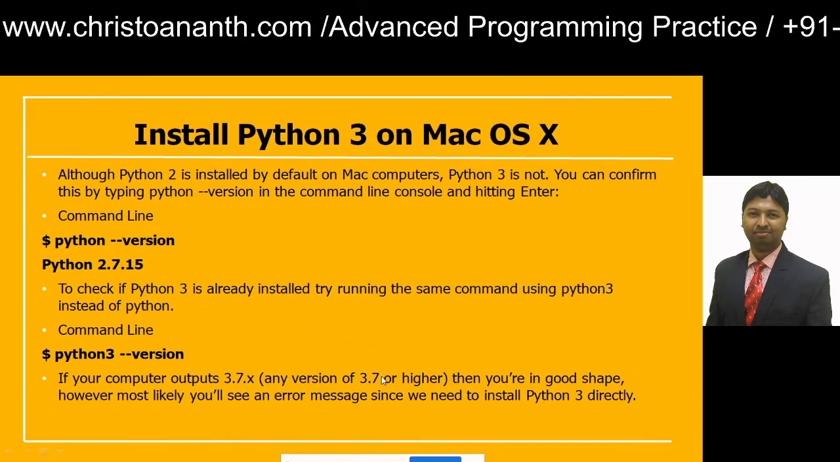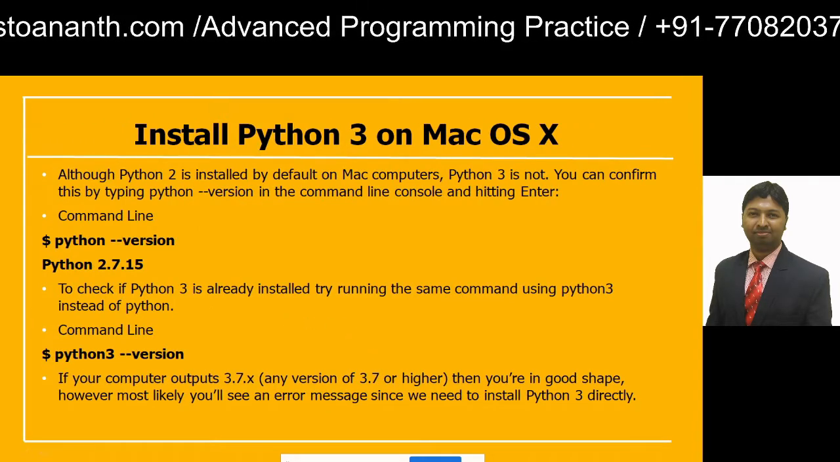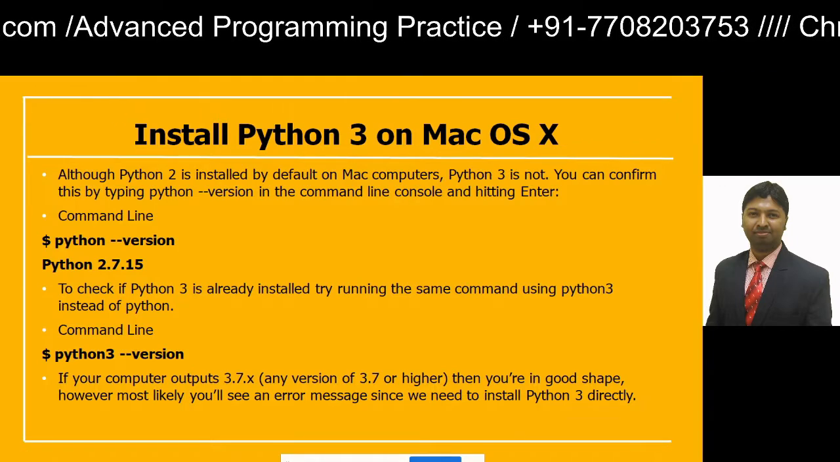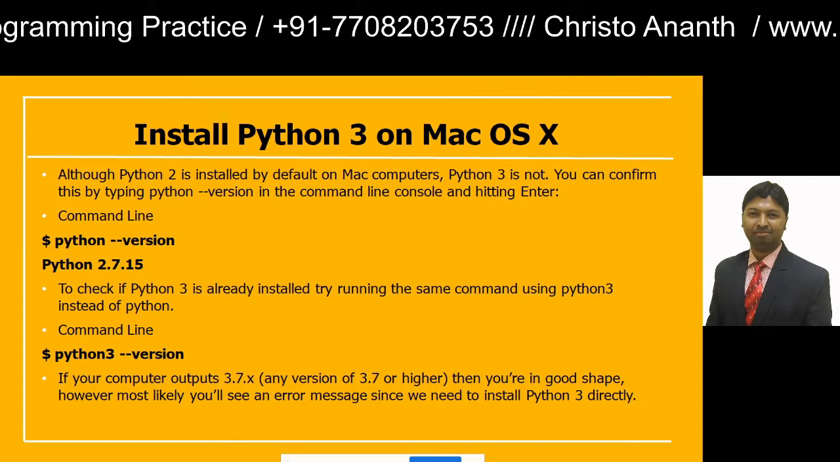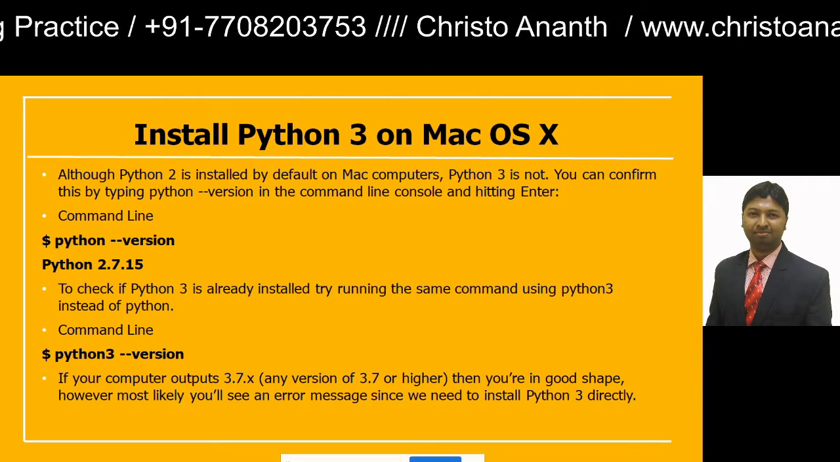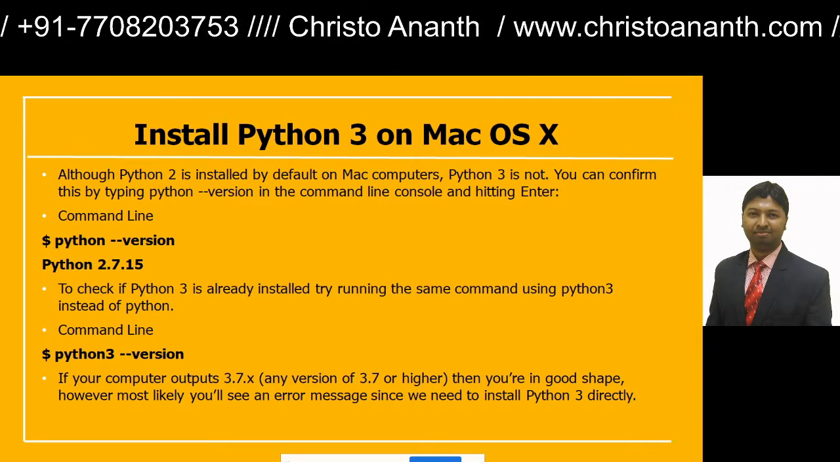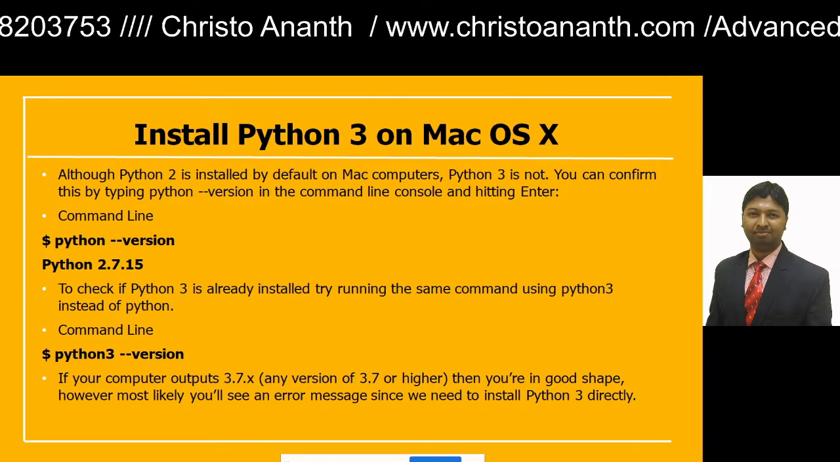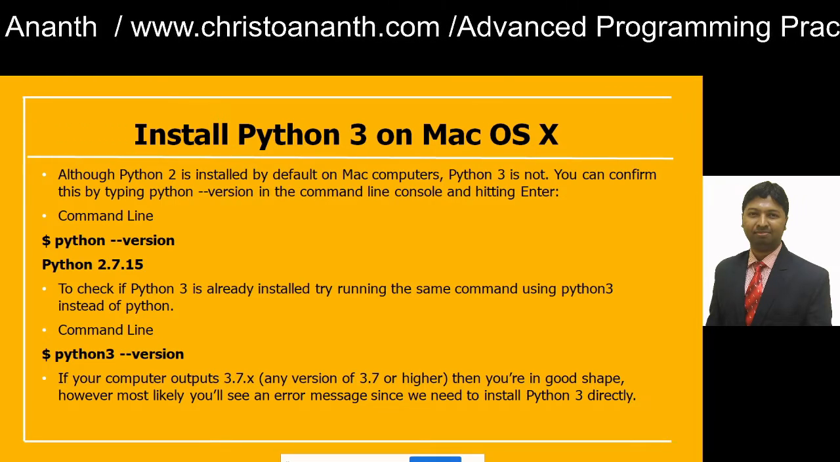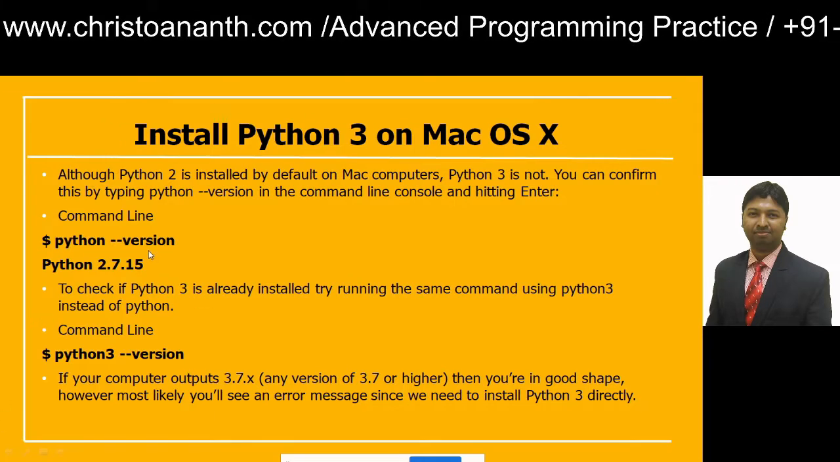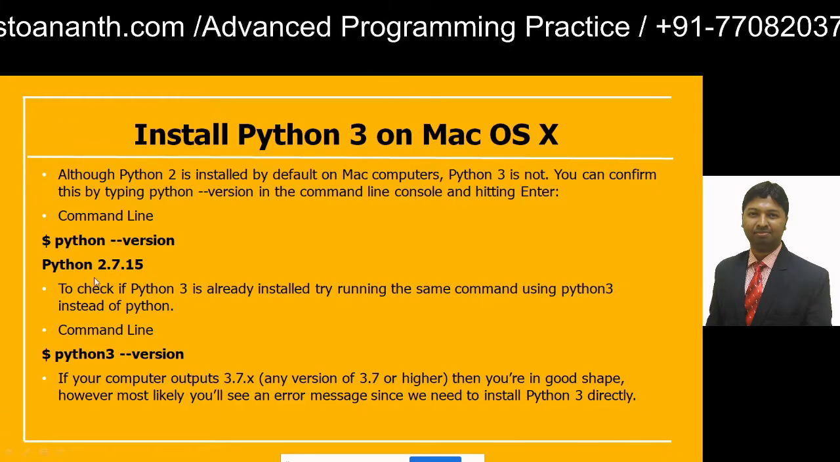So this is how you install Python 3 on the Mac OS X platform. You can check whether you have installed Python 2 or Python 3. You can confirm this by typing dollar python version. For example, Python 2.7.15 is displayed. So if you type dollar python hyphen version, then you will get the version.